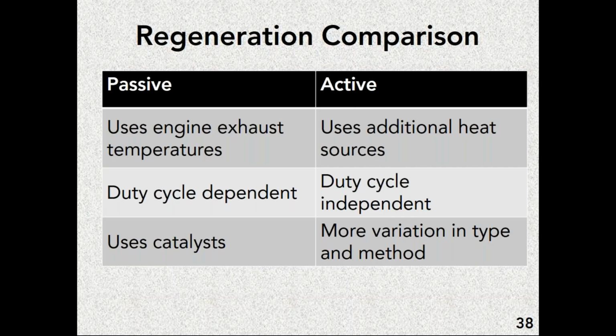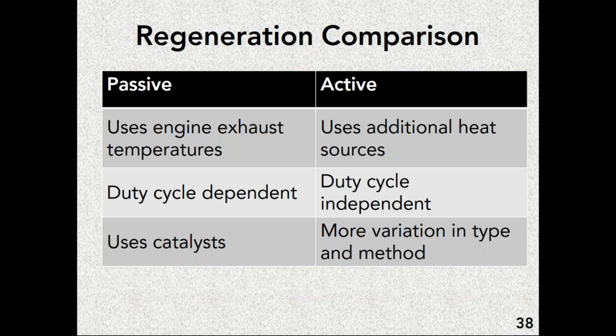So what are the differences between these two systems, the passive and active? Well, the passive system, as we went over, uses the temperatures that the engine creates. It doesn't need any outside energy. Active systems do. Passive systems are dependent upon the use of the vehicle. That means they require a specific duty cycle in order to function properly. Active systems don't really care what the duty cycle is. They're going to be able to produce the temperatures necessary regardless.